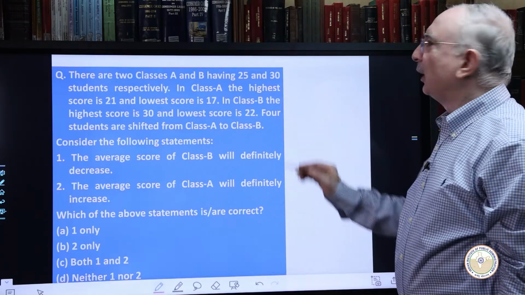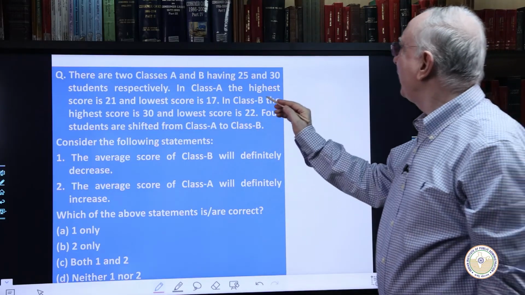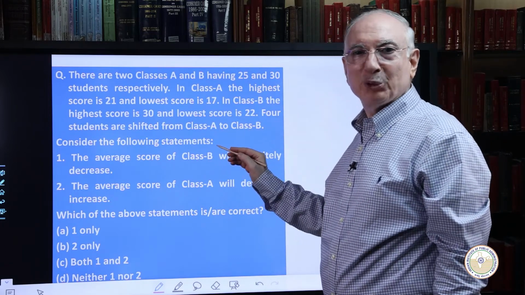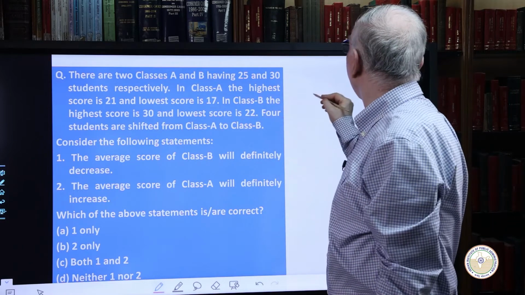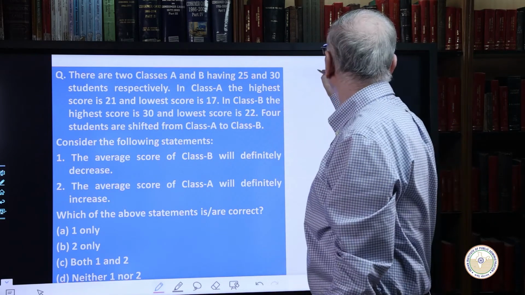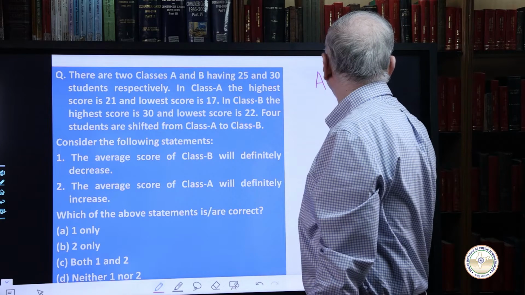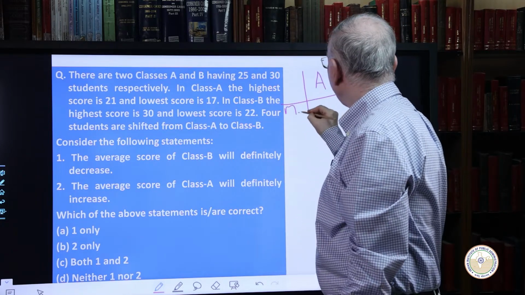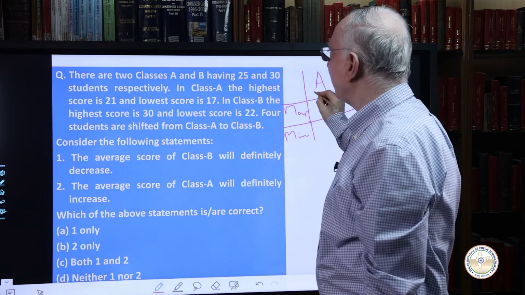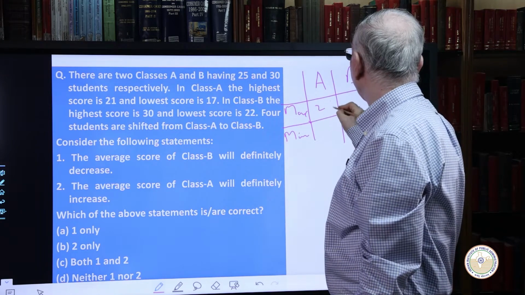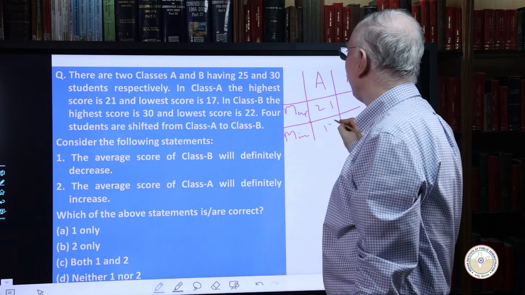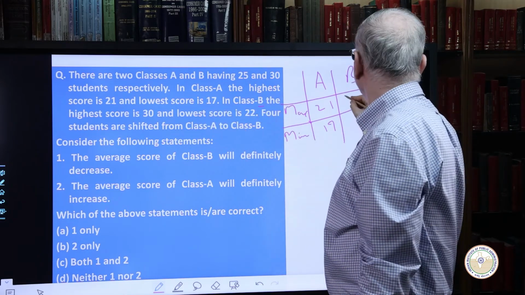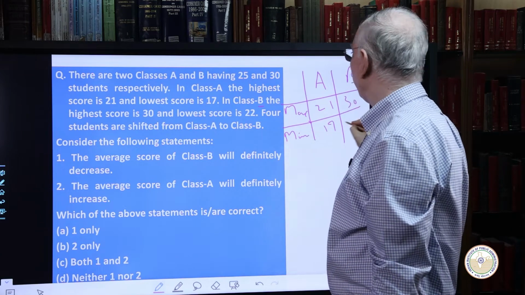Next question. Two classes are there and their highest and lowest marks are given. In such a question, it is always a good idea to prepare a small 2 by 2 table. Now let us look. Class A, class B, then maximum and minimum. Class A has the maximum 21 and the minimum score is 17. Likewise, class B, the highest is 30 but the lowest is 22.